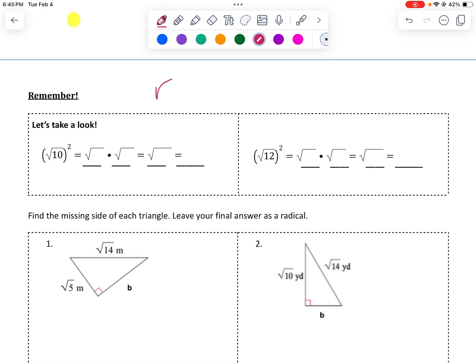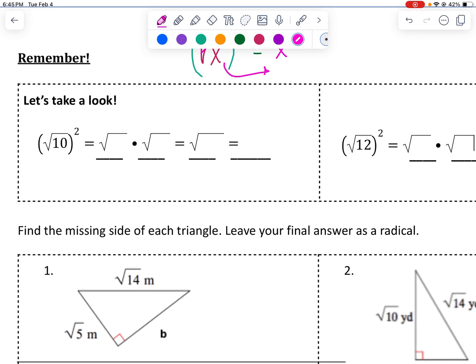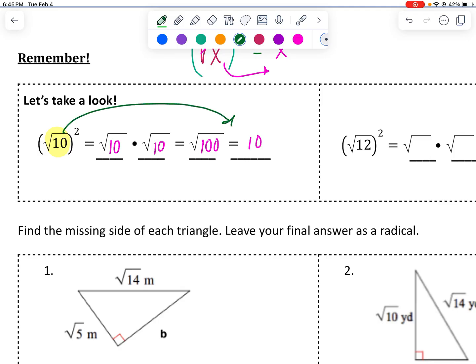When we have a radical, so let's say we have radical x, and we square it, we saw that they basically cancel each other out, and what pops out is the original thing. If I'm looking at the square root of 10 squared, that means I rewrite the square root of 10 two times and multiply it together. I have the square root of 10 times the square root of 10. I multiply 10 times 10, which is 100, and if I take the square root of 100, that gives me 10.